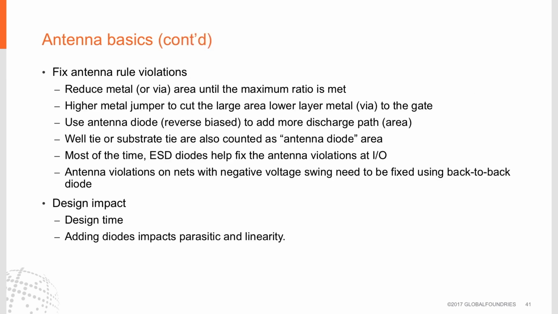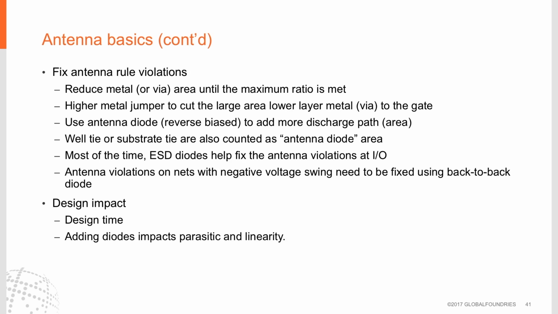How to fix the antenna rule violations? There are a few techniques. The first is to reduce the metal or via area until the maximum ratio is met. Another technique is to break the metal and go to a higher metal jumper, which will reduce the large area over the lower layer metal to the gate. The third technique is to use an antenna diode, which is a reversed bias diode, to add more discharge path. Or you can add a well tie or substrate tie, which is also the antenna diode area.